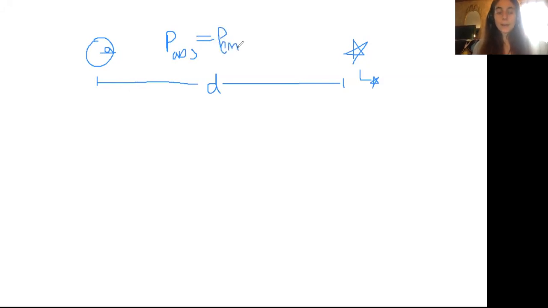PEM is what I'm going to call that. So the flux, first thing we need to think about is the flux from the star at the dust grain. So using inverse square law and just the definition of flux, we can write the flux from the star at a distance of d is going to equal L star divided by 4 pi d squared.